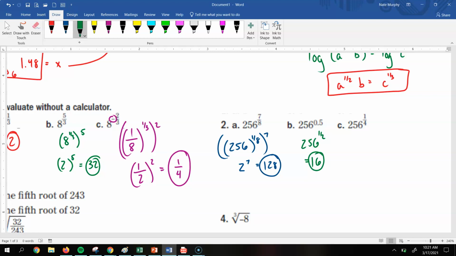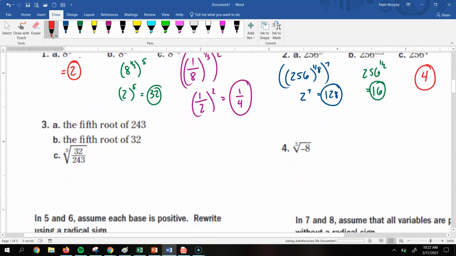And lastly, this 256 to the 1/4 power. That's basically asking you the 4th root of 256. So what times itself 4 times is 256? Well, it's got to be bigger than 2. It's going to be an even number, and that ends up being 4. So 4 would be your answer for number 2.